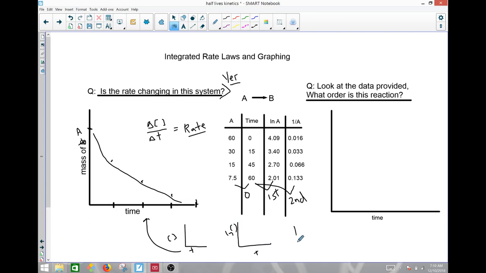And then we'll have another one that is going to be 1 over the concentration versus time. And this graph looks like this. This one will have a negative slope instead of a positive slope, but we'll get that in a second here. So how do I do this just on the fly? Well, what I would do is, really, the time is consistent here. The time's not really changing much.